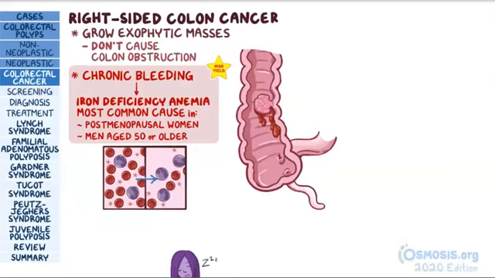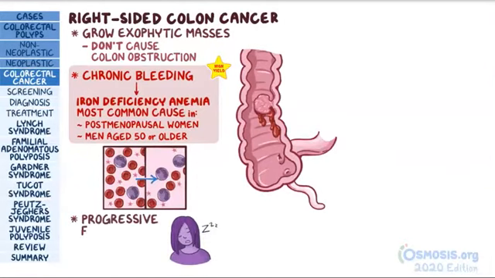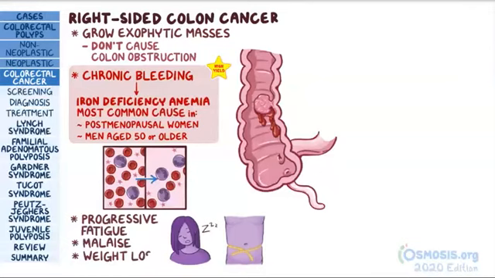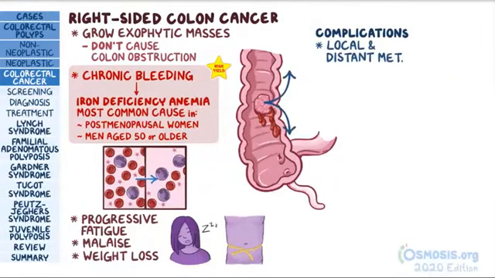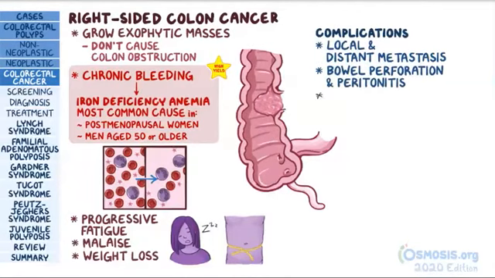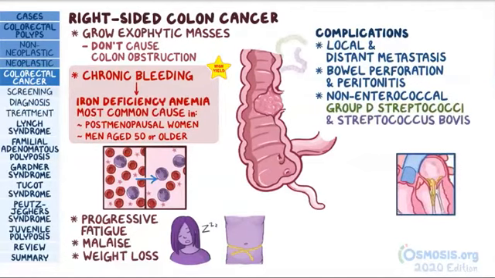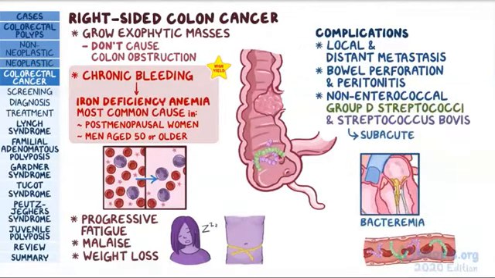Other manifestations of right-sided colon cancers include progressive fatigue, malaise, and weight loss. Common complications of colorectal cancer include local and distant metastasis, but also bowel perforation and peritonitis. Non-enterococcal group D streptococci and Streptococcus bovis can also cause bacteremia and subacute endocarditis.